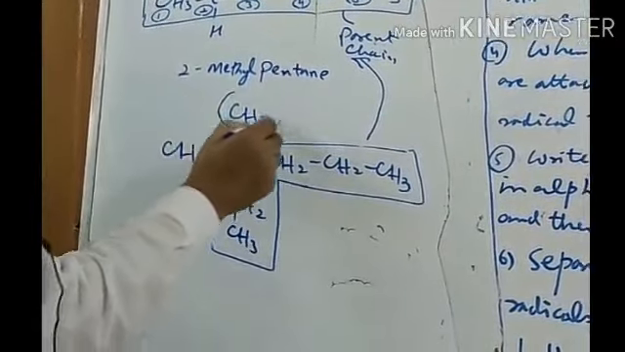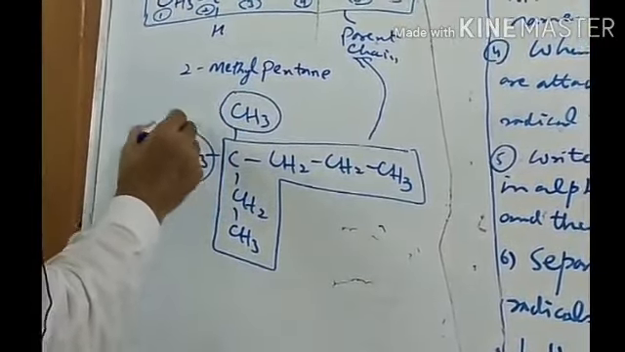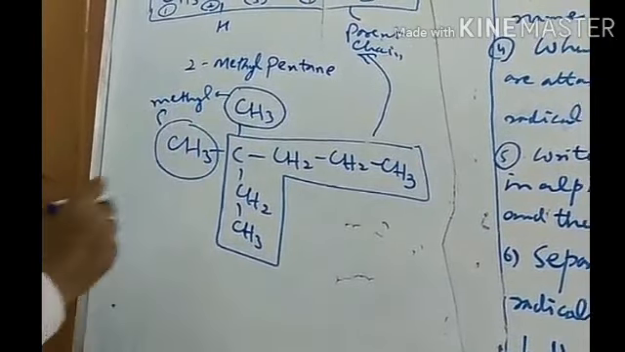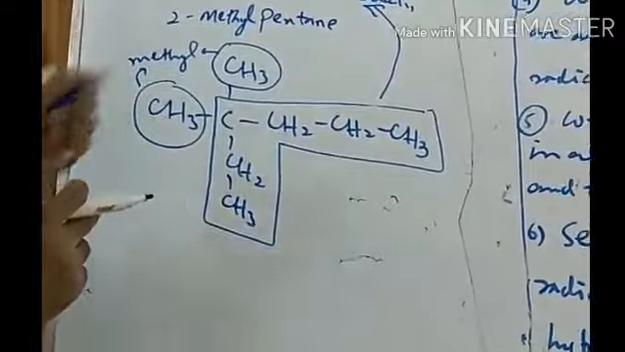Now this is the methyl, and again this is the methyl. Both are the methyl radical. This is the methyl and this is the methyl. That is outside the chain. This is called the methyl.